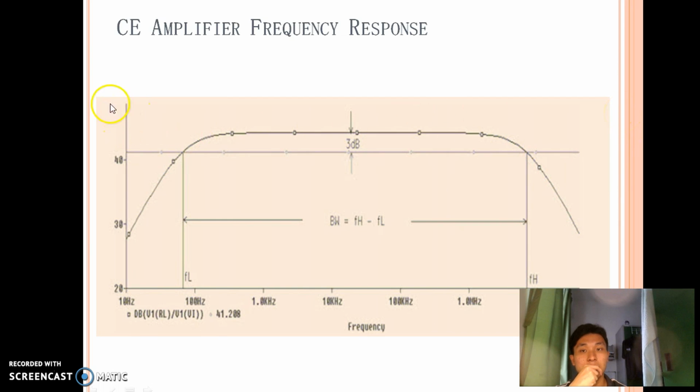Our gain AV is obtained using the formula 20 log V out over V in. The frequency response allows us to see how the output gain and the phase change at a particular frequency. The graphical representation of the frequency response we draw on the board. Okay.